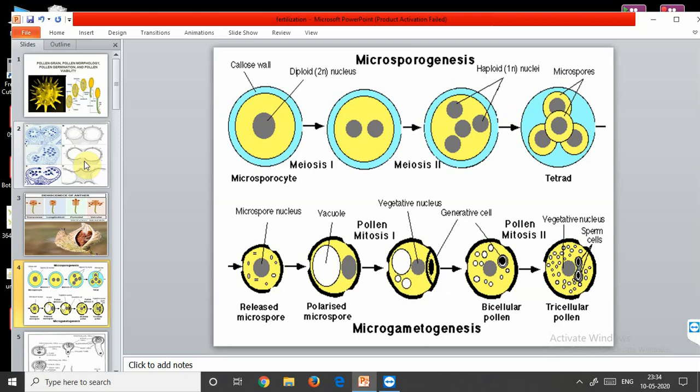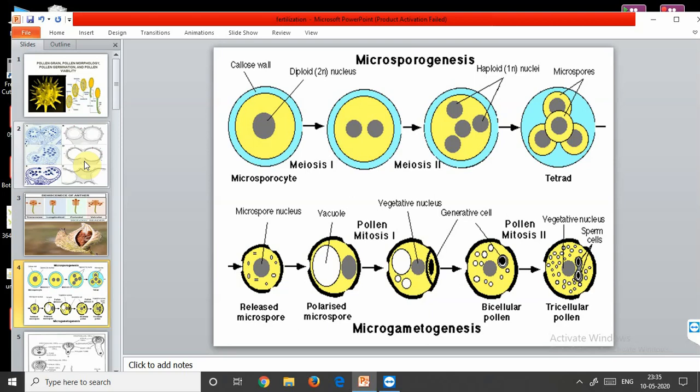Now first of all, the vegetative nucleus enters into the pollen tube and assumes the terminal position, that is the foremost position. This spindle-shaped generative cell then also enters the pollen tube, after the vegetative nucleus has occupied the terminal position. Now what happens inside the pollen tube? The generative cell divides mitotically, and this mitotic division gives rise to two non-motile male gametes.